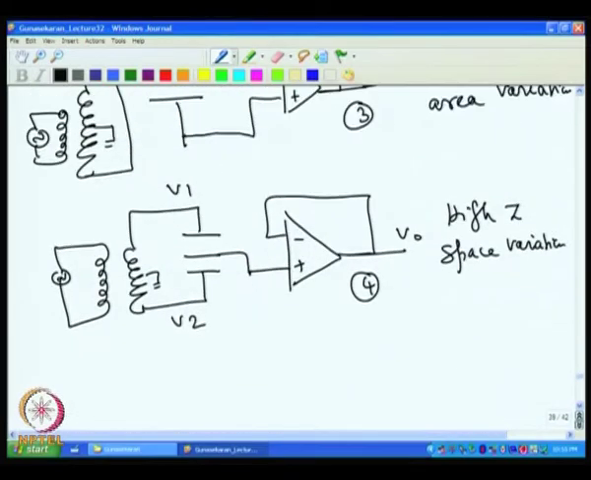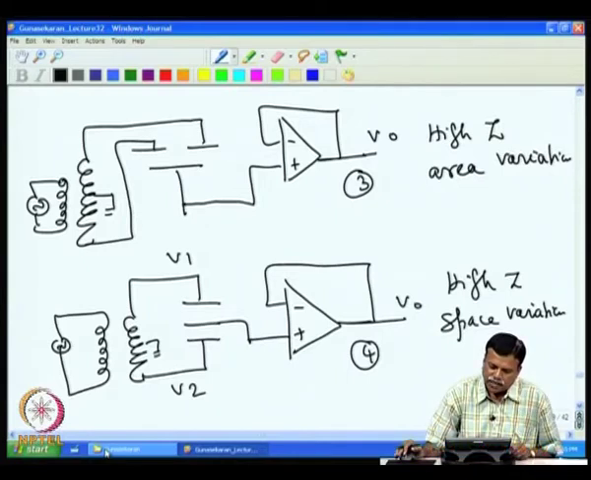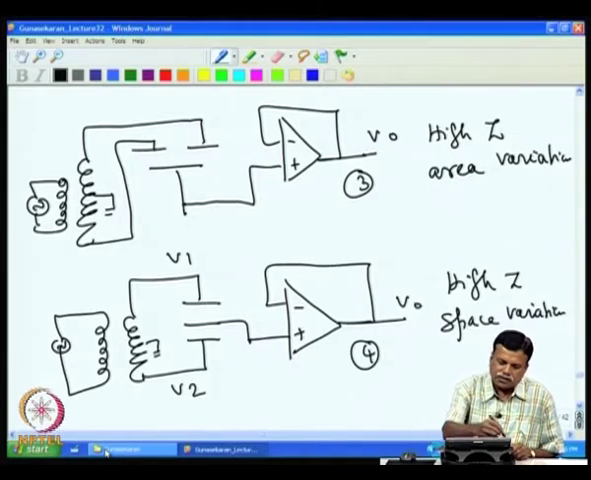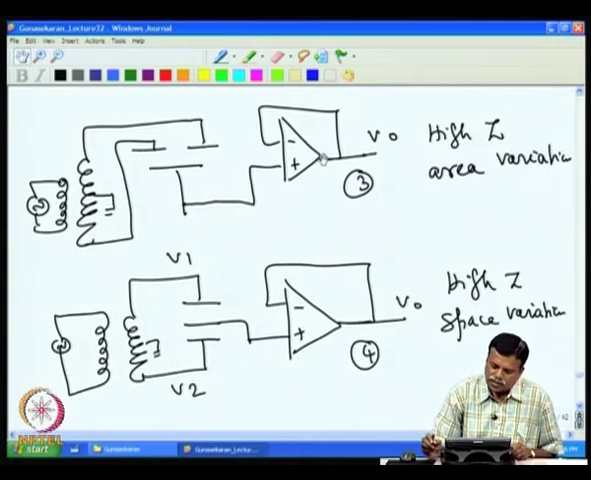Then if we look at circuits 3 and 4, let us not make the output 0, and we will not give a feedback, but see what effect we get if I use the IZ amplifier for area variation, that is circuit 3. And circuit 4 is for space variation, this is for area variation. In this case, what advantage do we get?